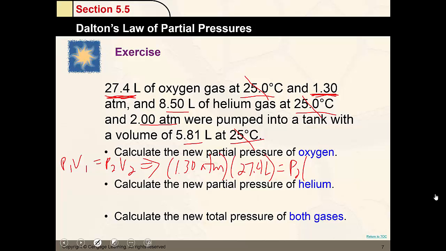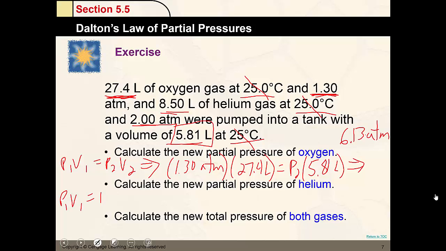And you look, we're taking this volume and this pressure of oxygen gas, combining it with helium gas, and putting it into a new tank with this volume. So that is our new volume. That is our V2. And when we solve for P2, you get a resulting pressure of oxygen of 6.13 atmospheres.